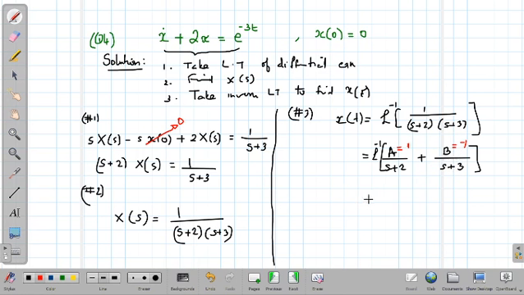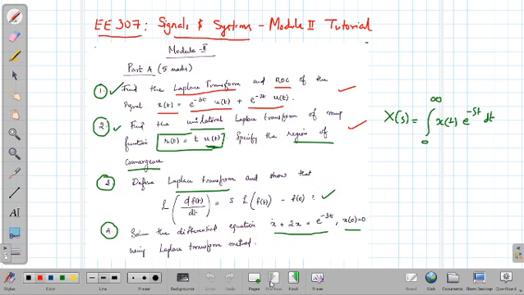So what is the Laplace inverse of 1 by s plus 2? It is e raised to minus 2t u of t minus e raised to minus 3t u of t. Straightforward. So this is the final expression of the solution of this equation. Okay, so we have solved the 4 questions, and now next we will go to the part B questions.